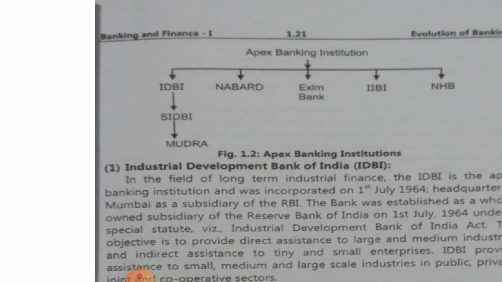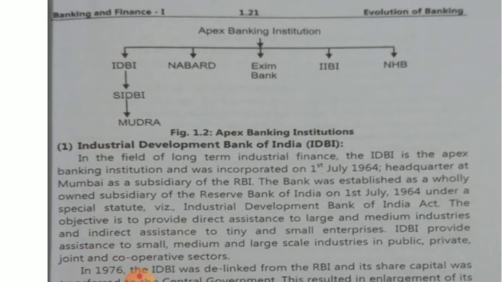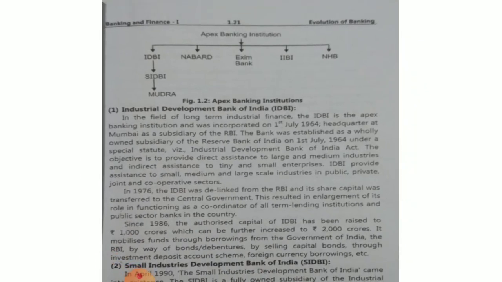Okay, now these institutions also play a very important role. So we'll see first the Industrial Development Bank of India. As the name suggests, these banks provide finance for industrial development. So that's why this name is there, that is Industrial Development Bank of India. It is the banking institution which was incorporated on 1st July 1964 and it has its headquarters in Mumbai as a subsidiary of RBI. Okay, this bank was wholly owned and a subsidiary of Reserve Bank of India.